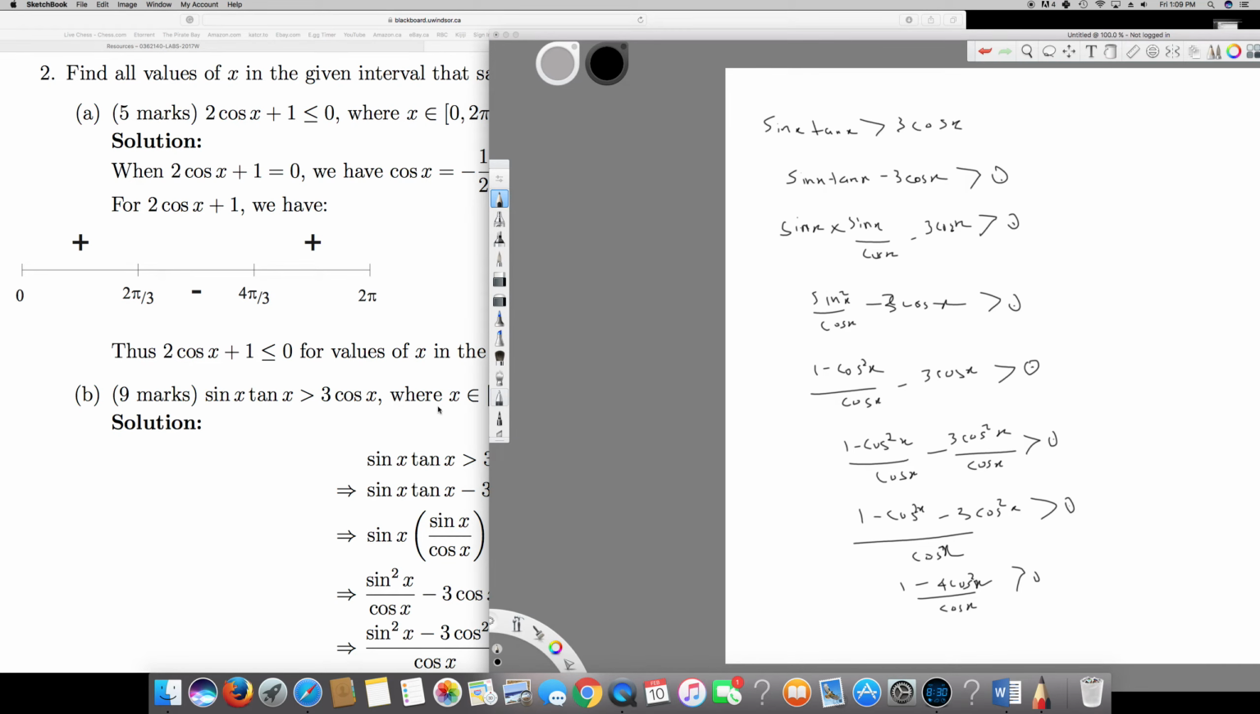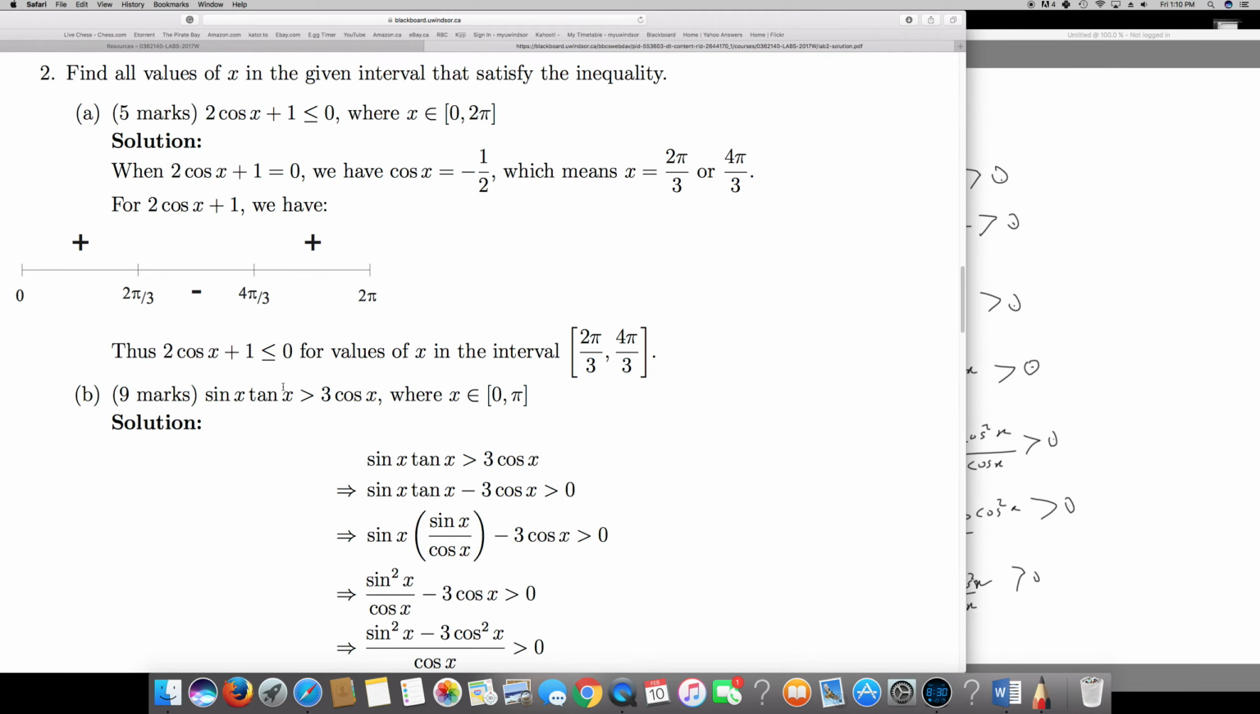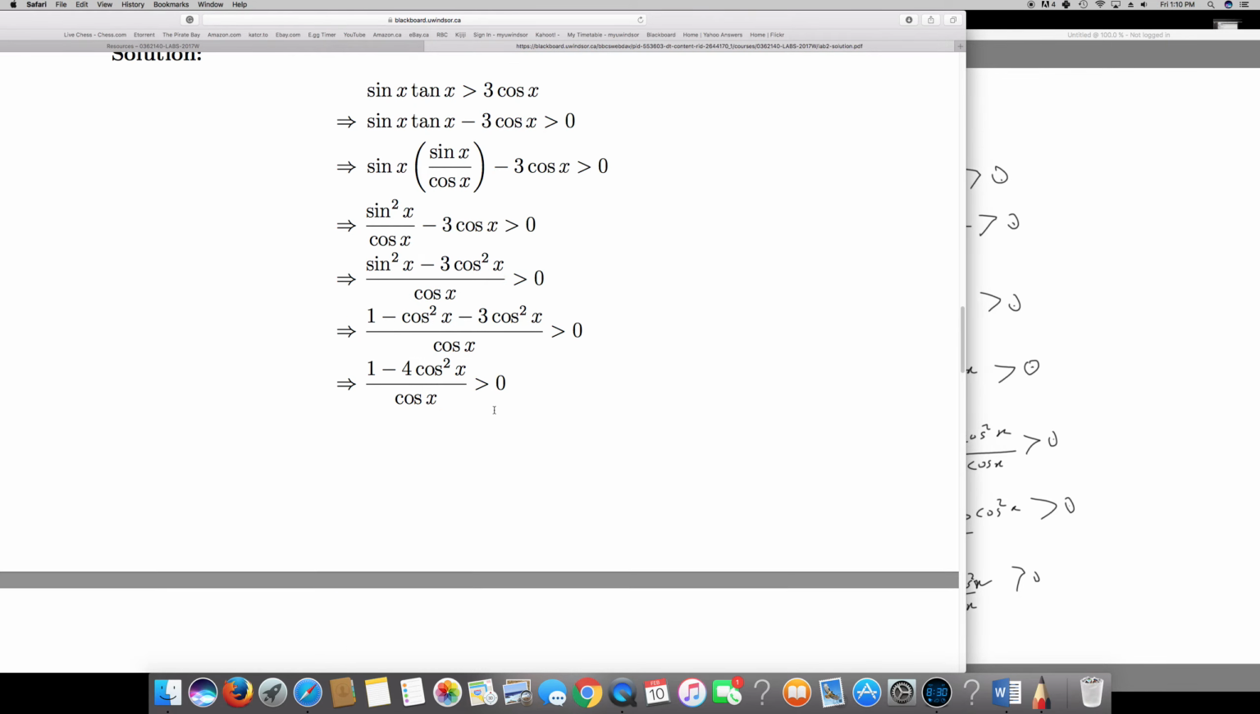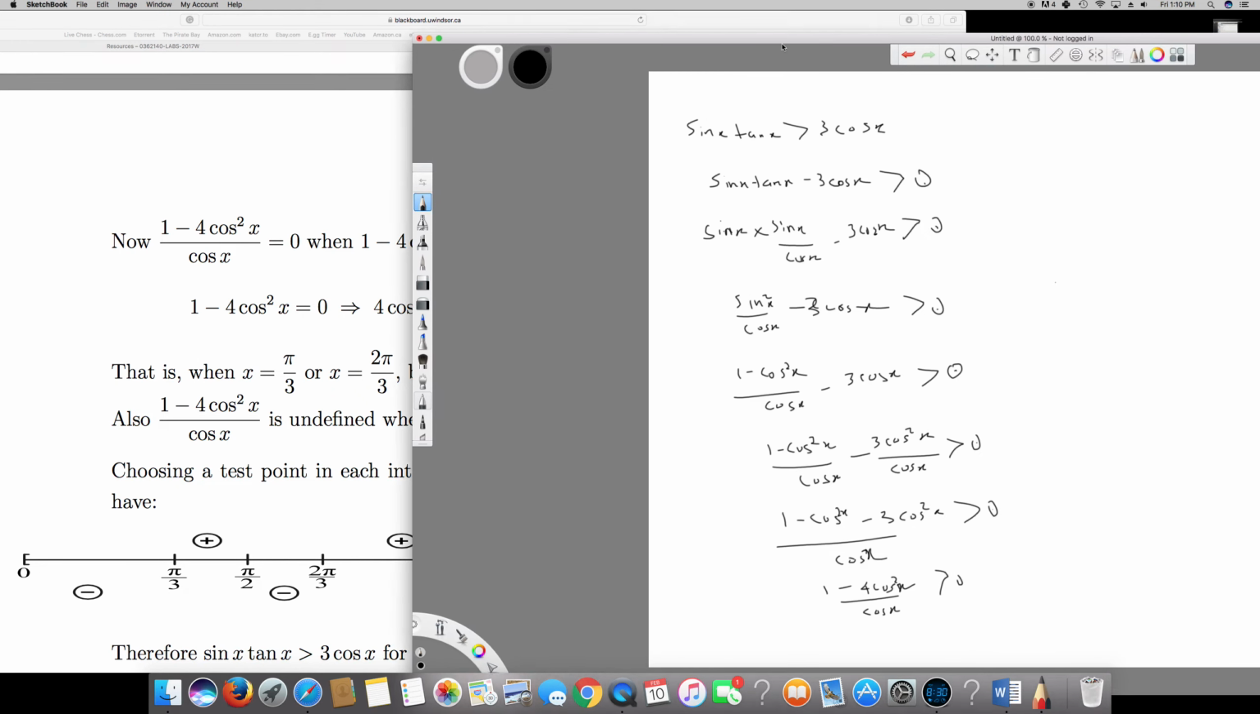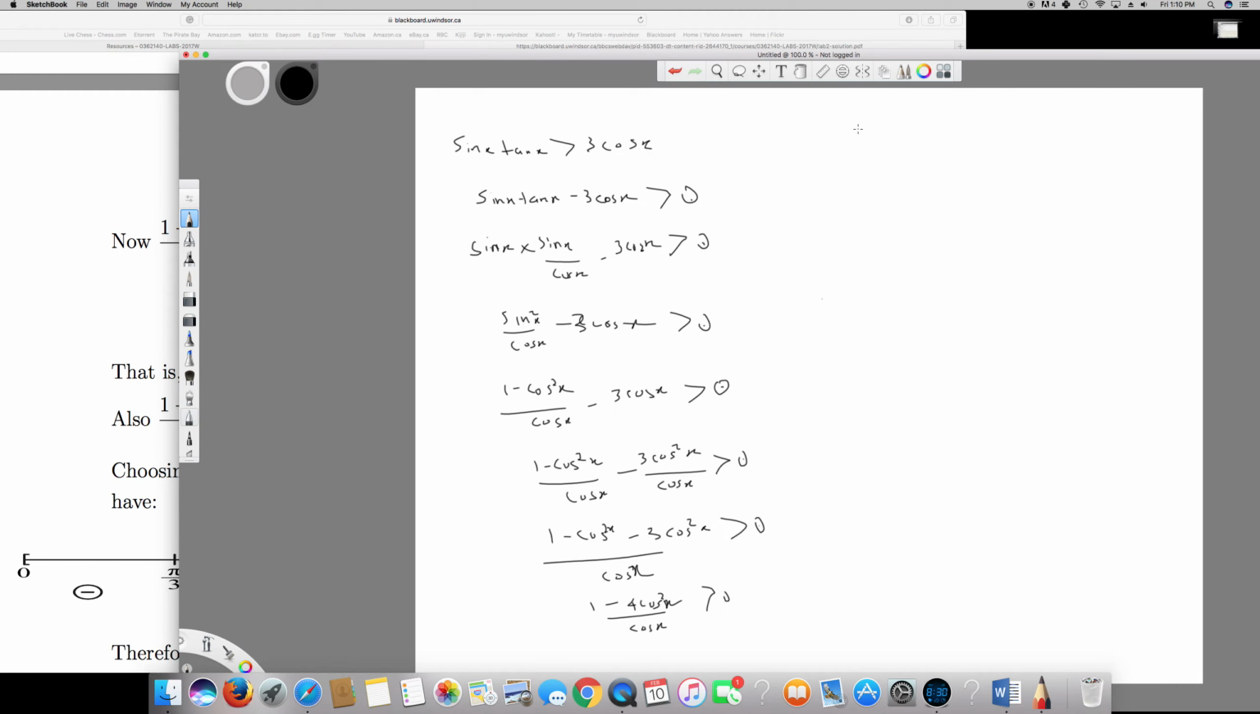So the next thing we have to do is, now we have brought it into this form, let's solve for it. Let's treat this one as an equal sign and solve for it. 1 minus 4 cos square x over cos x equal to 0. If I switch this cos x to the other side, it's going to be cos x times 0, which is 0. So therefore 1 minus 4 cos square x equal to 0.